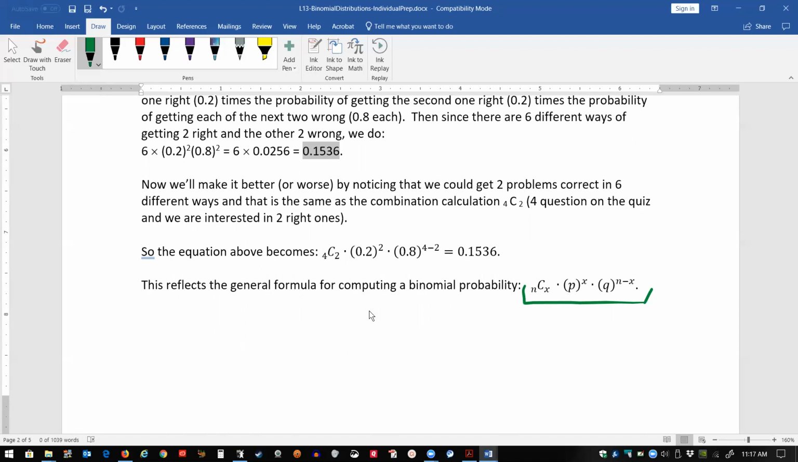So in our case, we had 4 choose 2, combinations. That gave us the 6. We expect 2 successes, and we expect all the rest of the trials to be failures. That's our 4 minus 2, so that'll actually be 2 failures as well. All right, so that formula is pretty slick. Note that down, know what it means.